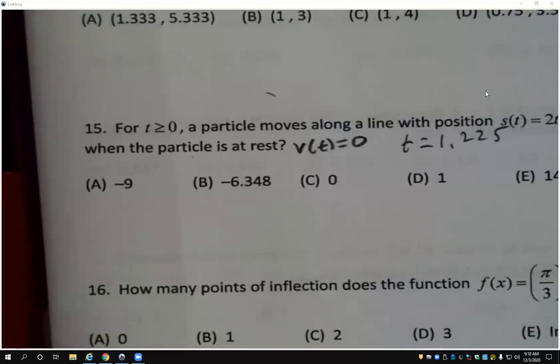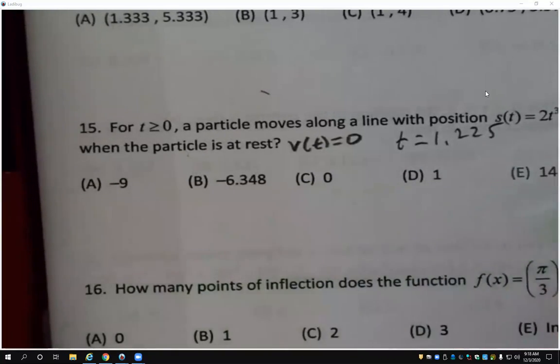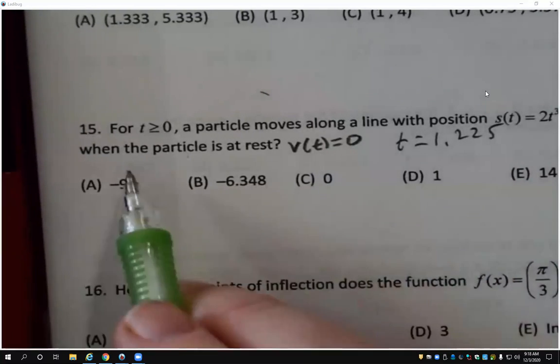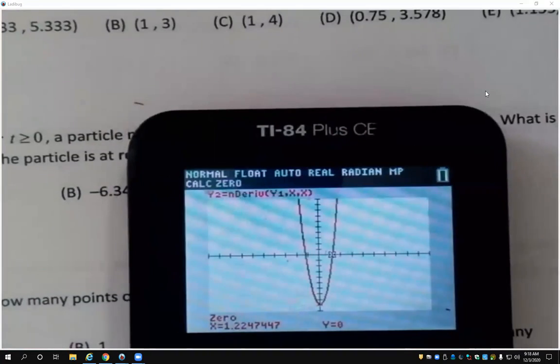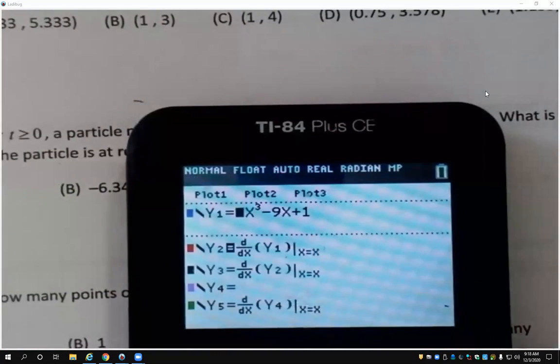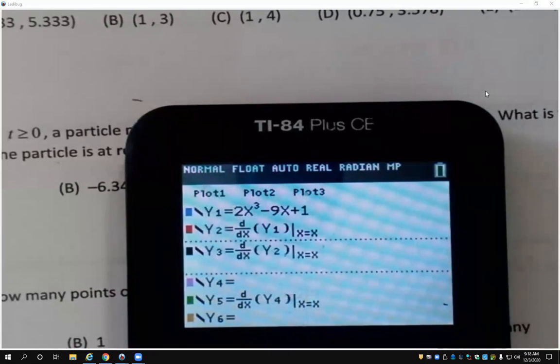I'm actually shocked that that's not one of your answer choices, because it might be common to pick that answer because you just got it in the calculator. But just because you got a number in the calculator doesn't mean you're done. The question is, what is the acceleration at that time? So now I'm going to go back into my calculator, turn off the velocity function, and turn on the second derivative, which is acceleration, and graph it.